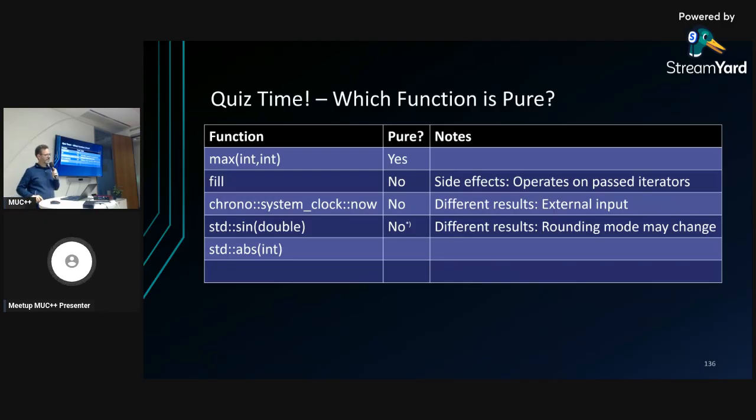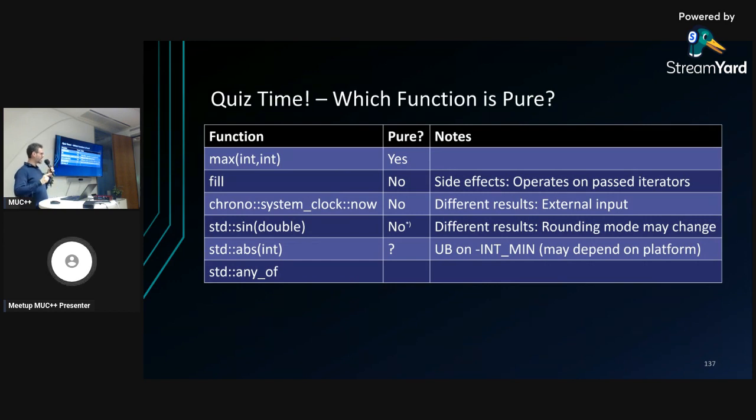Next to last one, std::abs, getting you the absolute value of an int. Who thinks this is pure? And who thinks this is not pure? Well, it's practically pure, but what happens if you pass int min? It's undefined behavior. Can you call it pure? I had long discussions on that, so I don't have a clear answer.